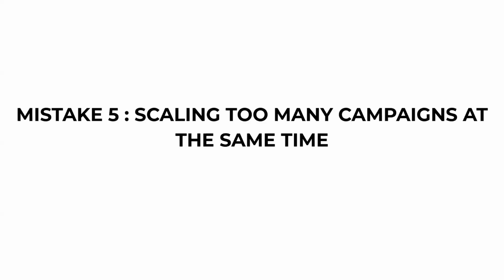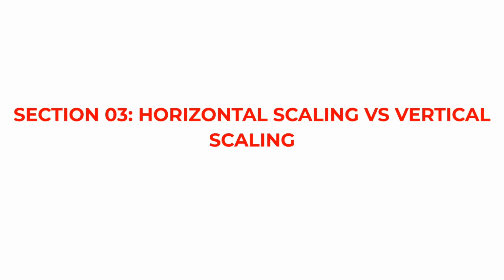Mistake number 5 is scaling too many campaigns at the same time. It's actually not advisable to scale too many campaigns at the same time. It is advisable to scale gradually. You come into your ad manager today, you scale one campaign or two campaigns, and you allow it to run. You don't scale too many campaigns, because by the time you do that, there's overlapping and you'll be confusing the algorithm. They don't know how to deliver your advert to the best audience. So please take it easy, okay?